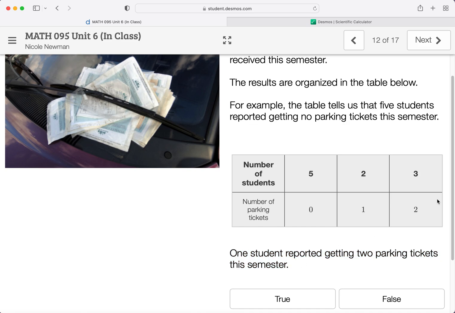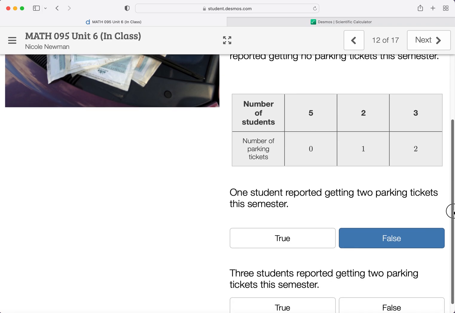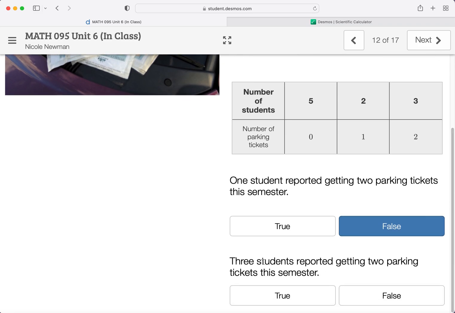I'm not liking the phrasing of my own question. I think we want it to be false, but a better phrasing would have been exactly 1 student reported getting 2 parking tickets this semester. My theme was false, but I probably should have the word exactly on the front of that. Let's try out this other one, see if that one's going to be a nuisance. This one says 3 students reported getting 2 parking tickets this semester. 2 parking tickets from the lower row. Oh yeah, it is 3. This one is true.